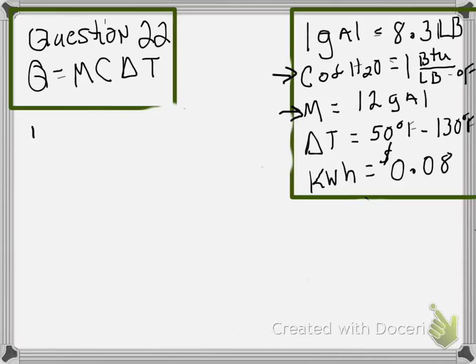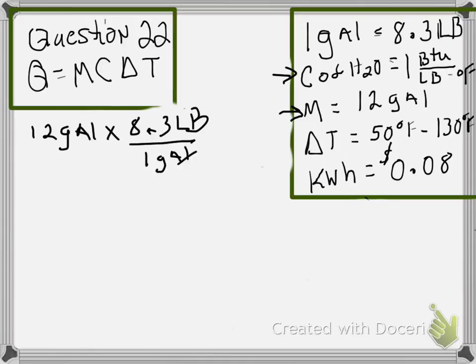So the first step is to take my 12 gallons and times that by 8.3 pounds over 1 gallon. Gallons are going to cross out, so gallons, gallons. And what I get when I times 12 by 8.3 is 99.6, and my unit is pounds. So now that I have that in pounds, I can begin by placing it all into the equation.